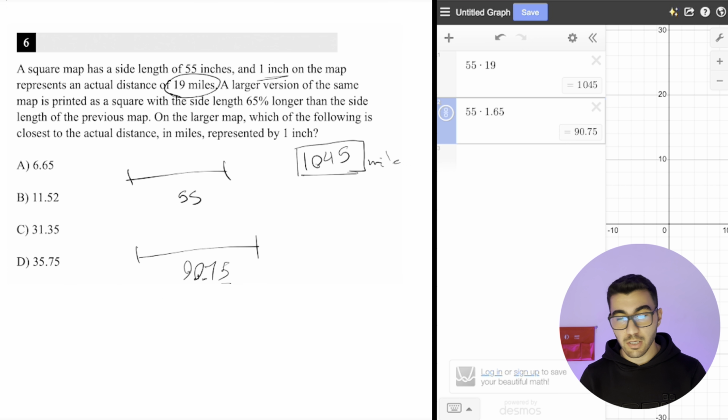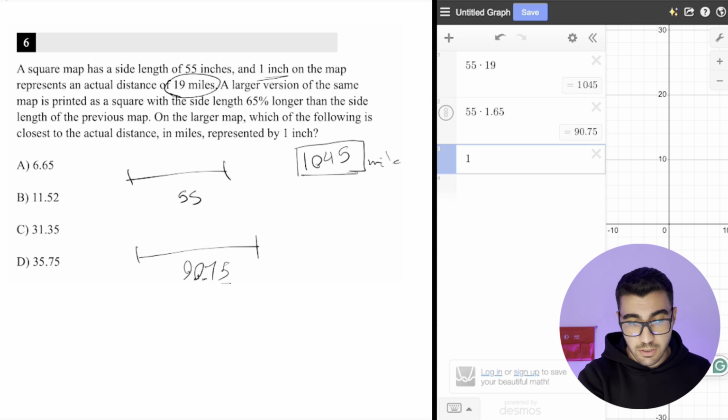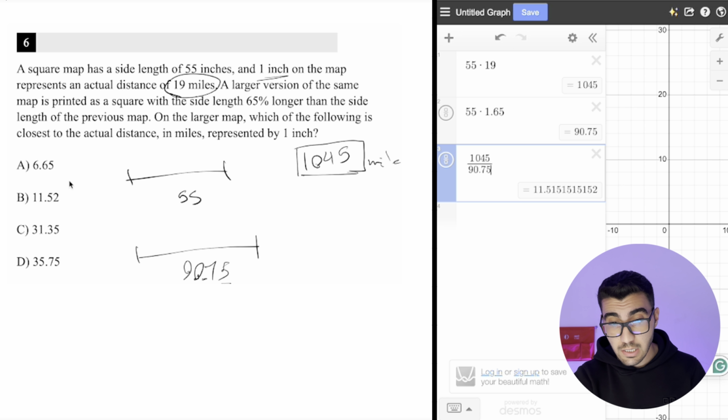So 1 inch is going to be how many miles? So just divide 1045 by 90.75. So what we're going to do is 1045 divided by 90.75, which gives us 11.51, which is choice B for this question.